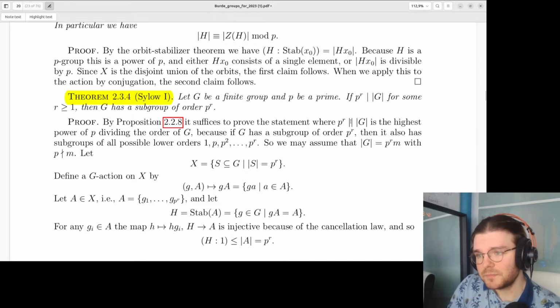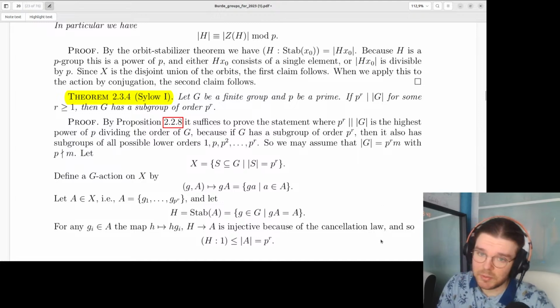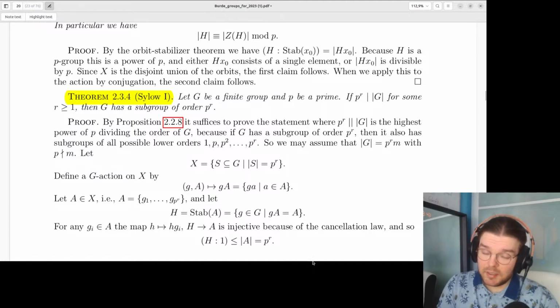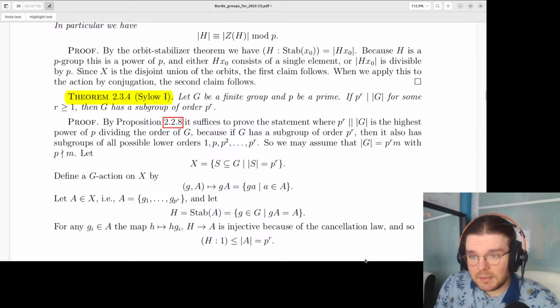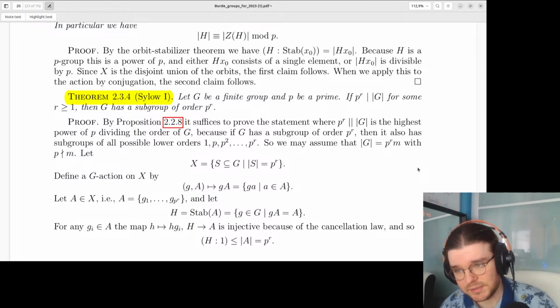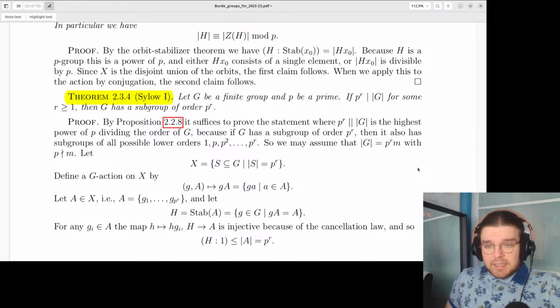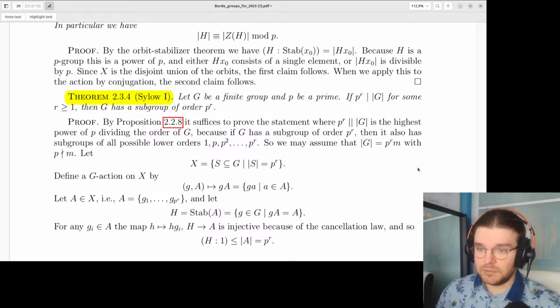Okay, so we may assume that the order of G is equal to P to the R times M, with M not a multiple of P. Let X be the set of subsets of the group with the size of the subset being P to the R. Now we define a G action on the set X by sending the pair (g, A) to gA, where A is a member of X.